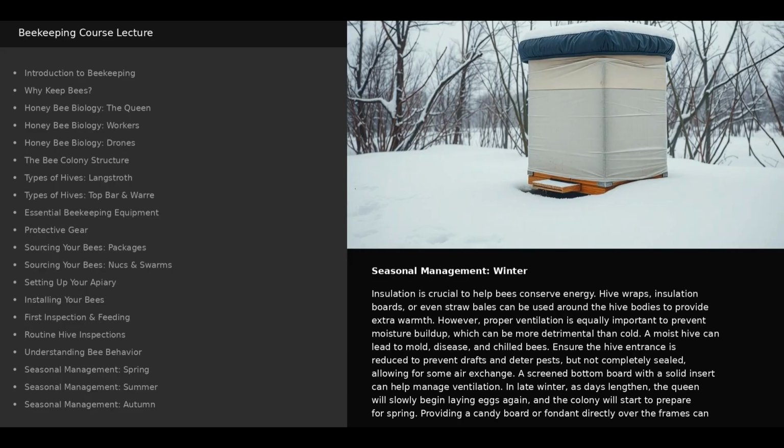In late winter, as days lengthen, the queen will slowly begin laying eggs again, and the colony will start to prepare for spring. Providing a candy board or fondant directly over the frames can offer emergency food if stores run low in late winter. Successful winter management ensures your colonies emerge strong and healthy in spring, ready for another productive season. It's a testament to the bees' resilience and the beekeeper's foresight.